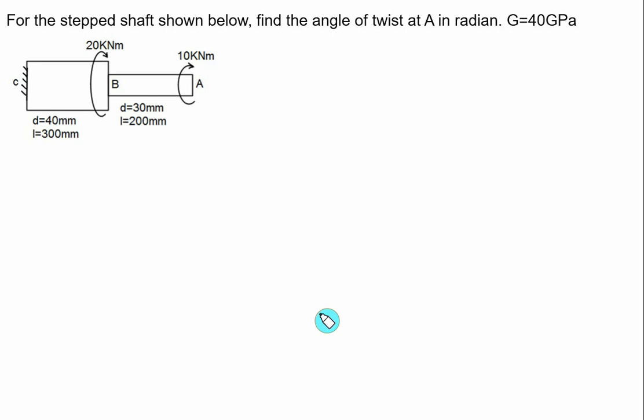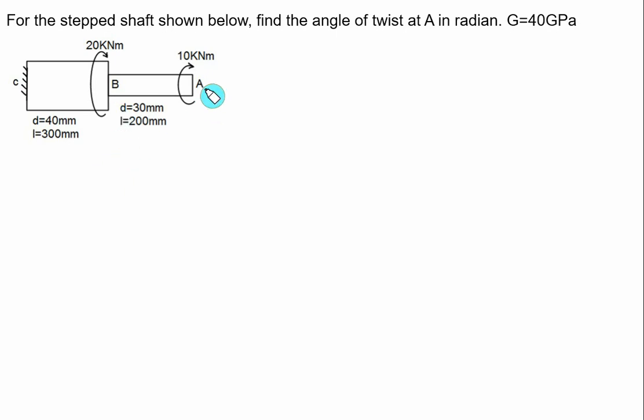So we'll continue with the multiple torque problem, and that is statically determinate. For the stepped shaft shown here, find the angle of twist at A, which is a free end, while C is fixed, in radian, and the value of G is given as 40 gigapascal, and we have to consider it's a solid shaft, diameter and length are given. So first of all, we'll draw the torque diagram.